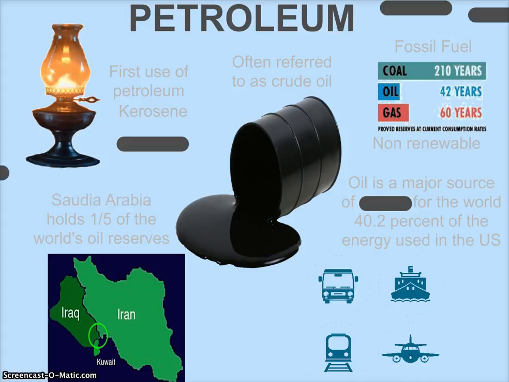Middle East, really Saudi Arabia actually has 1/5 of our oil reserves of what we call conventional oil reserves, which is what I'm going to talk about today. And oil is a major source of energy for the world. 40% of energy used in the US comes from petroleum. So more than a fourth, 40%, almost half comes from petroleum.